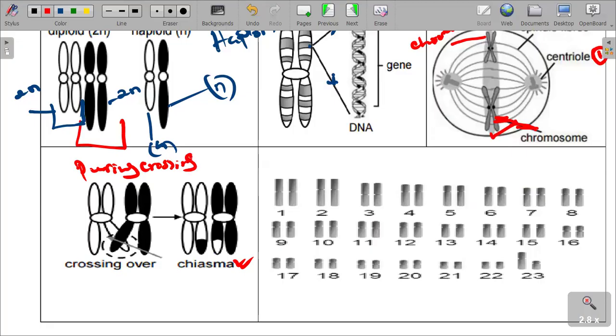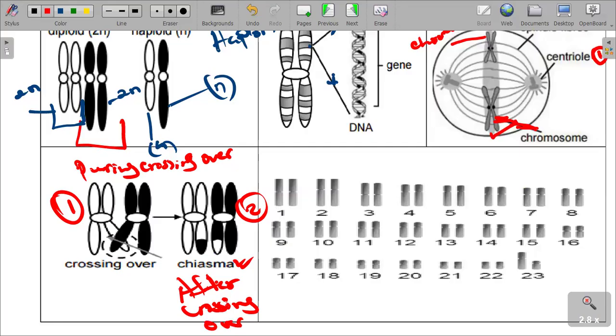Crossing over is being demonstrated here on diagram 1, and then diagram 2 is after crossing over, or a crossover. So now, how do we say that it is after? You see these two chromosomes: the first one was completely white without black, but we see there is a portion of black that you can see here.